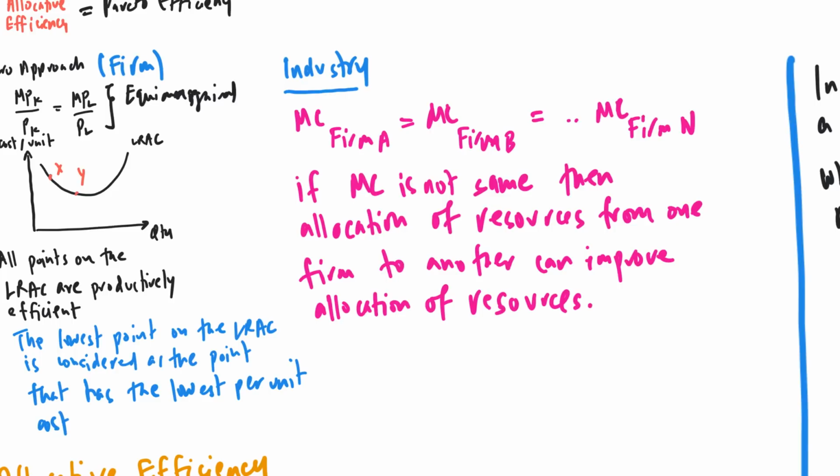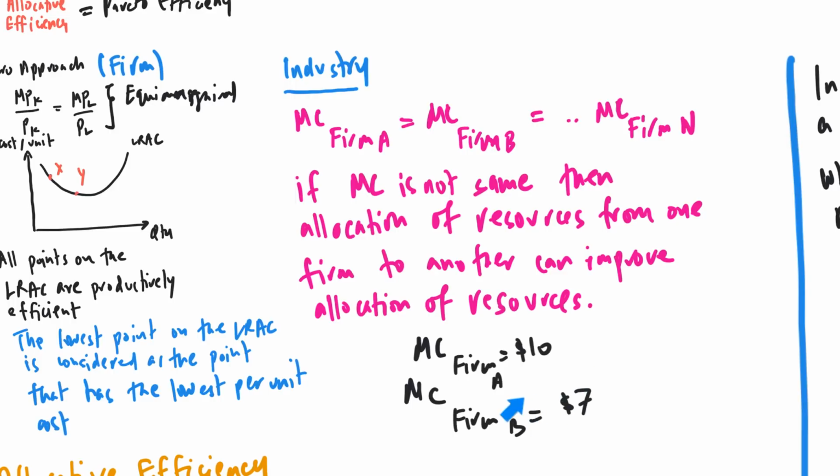If this marginal cost is not equal, we could allocate resources from one firm to another to improve the allocation of resources. For example, let's say firm A has a marginal cost of $10, while firm B has a marginal cost of, let's say, $7. So which one is more efficient? The answer is the one with the lowest cost, which is firm B.